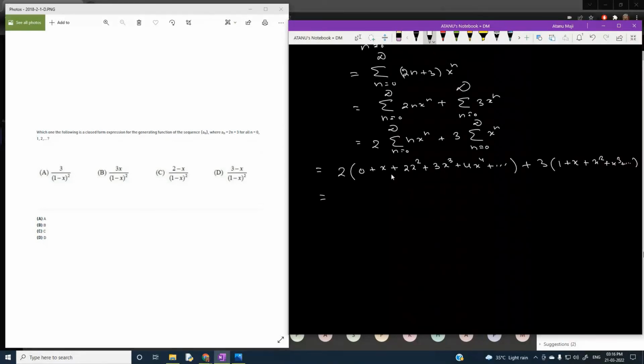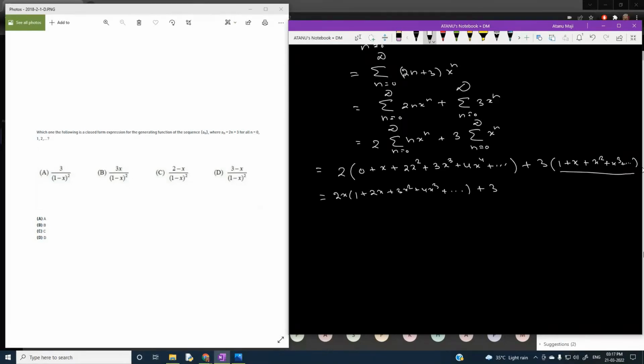So for that, what should we do? I can take x common from the whole expression. If we take x common from the whole expression, then x goes away from each term. So first will be 1, remove the 0, and here we get 1, 2x, 3x square, 4x cube, after that 5x to the power 4, 6x to the power 5, like this. And there we are getting 3 times 1 plus x plus x square plus x cube, like this.